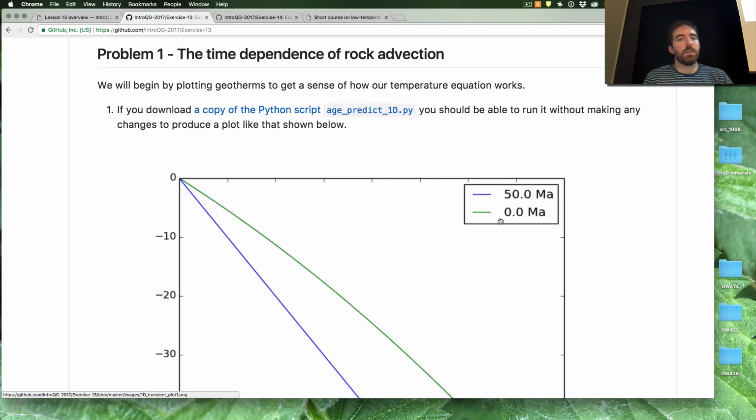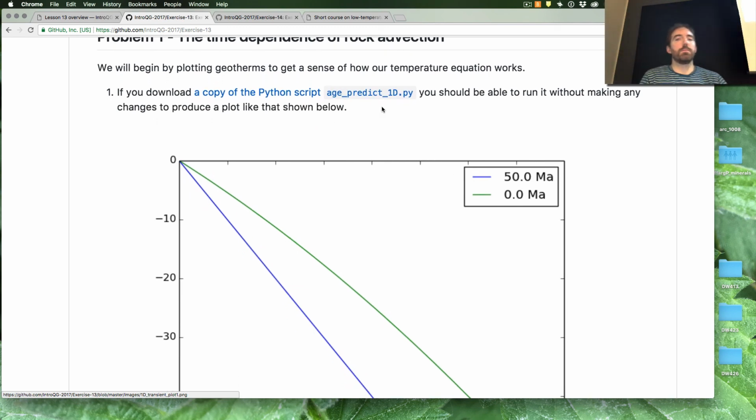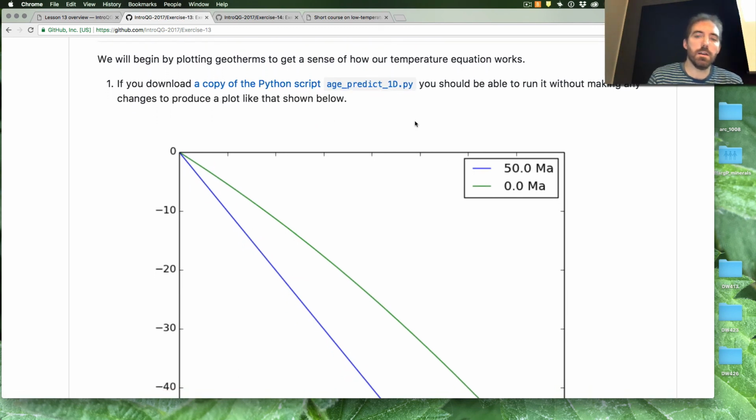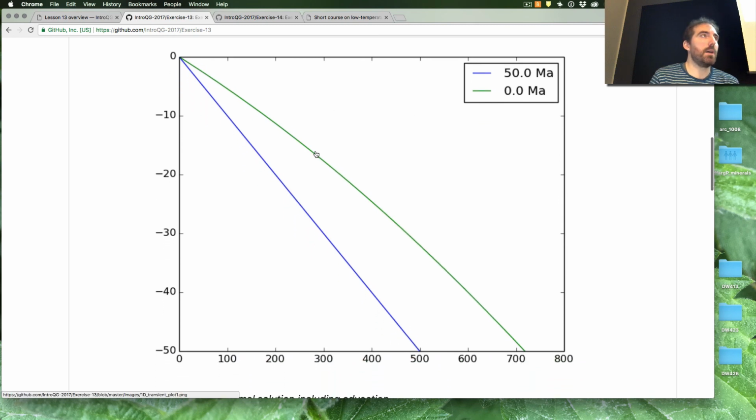But for the exercise for this week, there's a starter script called agepredict1d.py, and if you run it, it makes a plot like this. And so one of the first things you have to do is add some axis labels. As it turns out, this is depth and this is temperature, so this is plotting a geotherm. And the important thing here is that this blue line at 50 MA, when I'm talking about MA here, I'm talking about time in the past. So this is 50 million years ago, and then this is the temperature today.